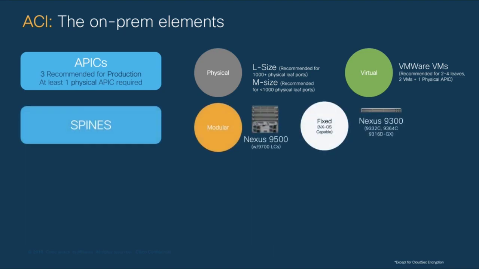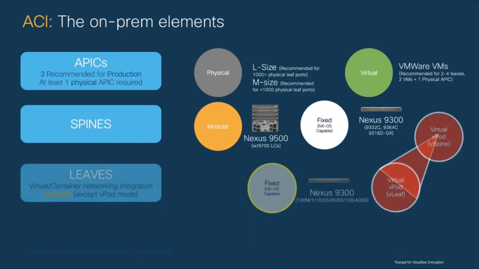Then, the spines. Think of them as your distributed backplane for your ACI network. This will allow us to communicate leaf switches between each other. We will cover leaf switches in just a second. The more leaves you have in your networks, the more ports you will need at the spine layer. So make sure you choose the right fixed or modular model based on your leaf needs.